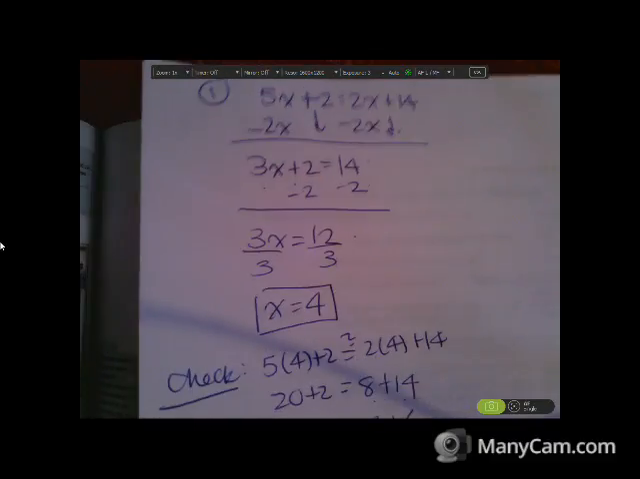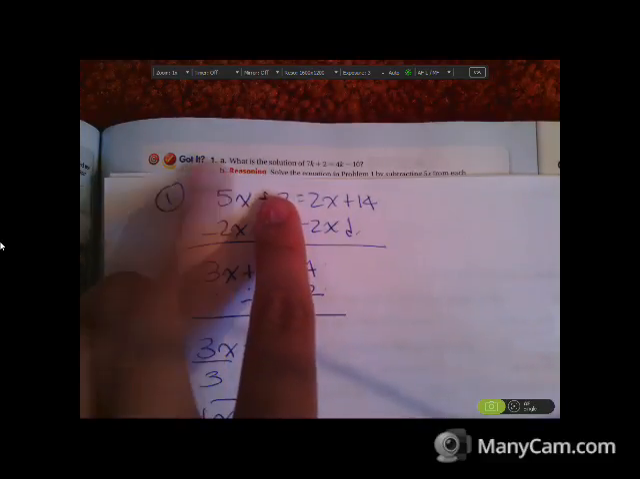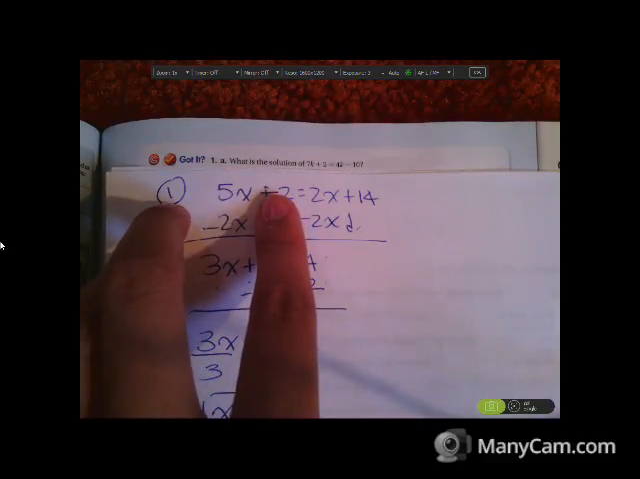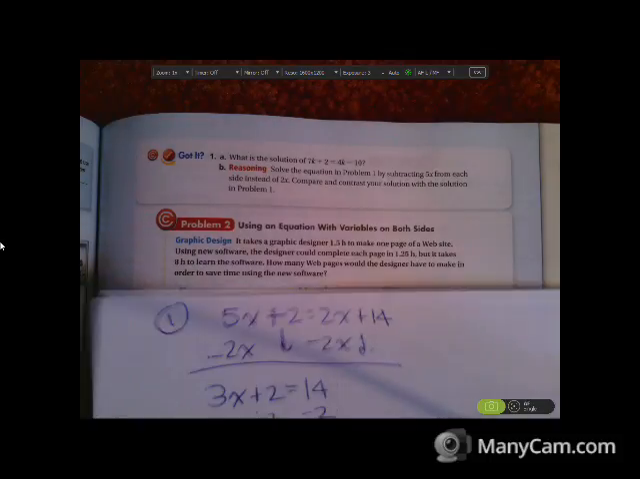Alright, why don't you try the got it? What is the solution to 7k plus 2 equals 4k minus 10? Alright, so let's look at problem 2.